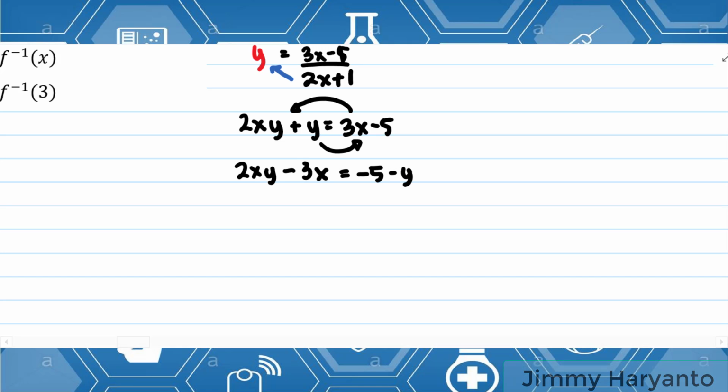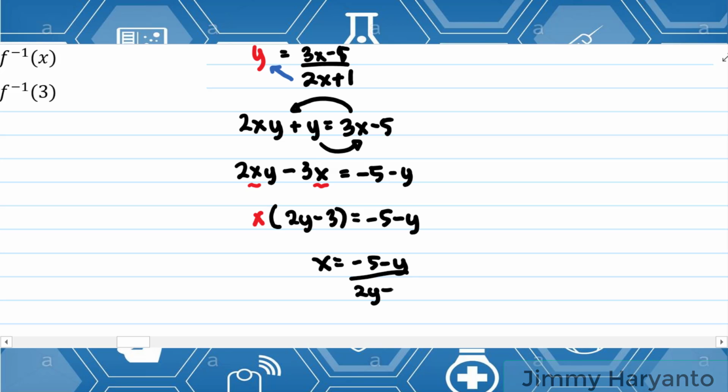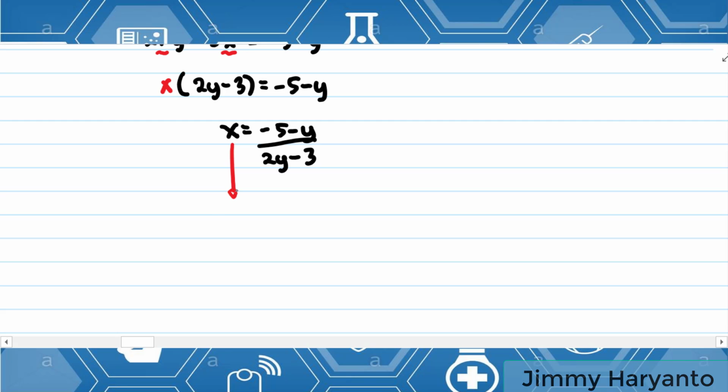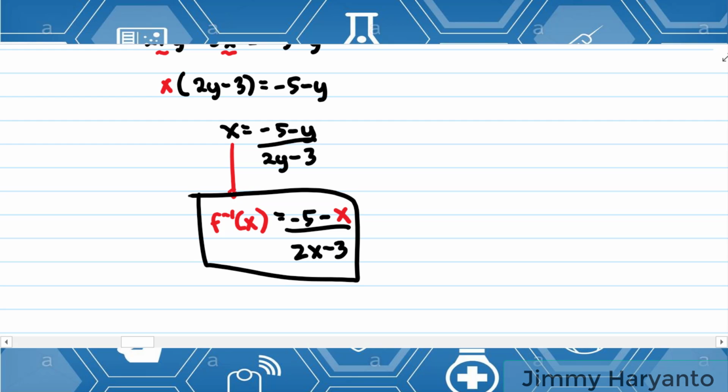And then take a look at this. You have x right here, and then x right there. We can factorize the x in the bracket to y minus 3 equals negative 5 minus y. So x will be negative 5 minus y over 2y minus 3. The last step is change the x into f inverse x, and then change the y into x. There you go. 2x minus 3. This is the f inverse, yeah.